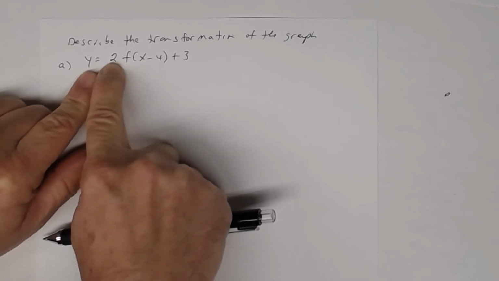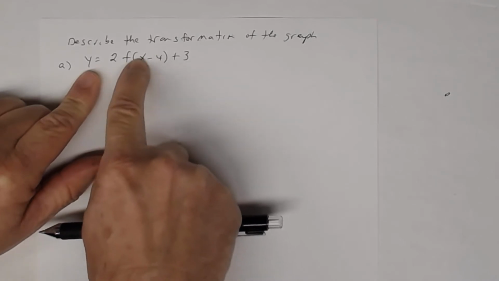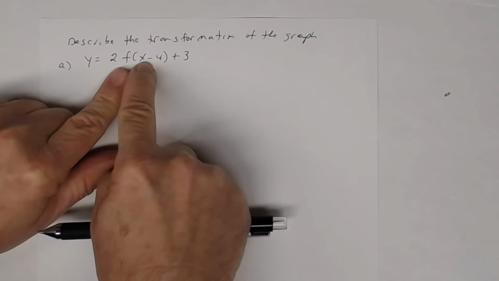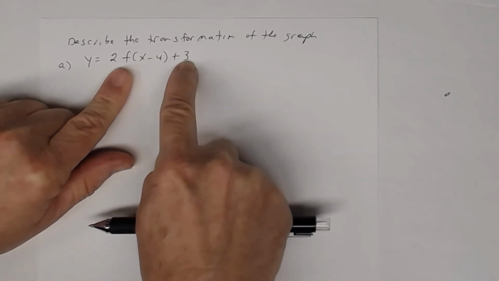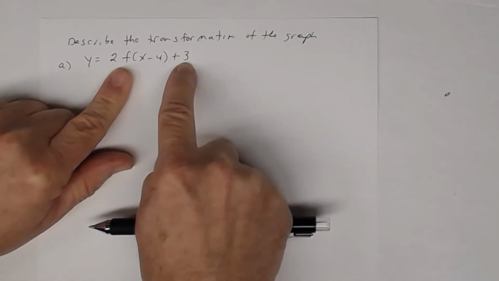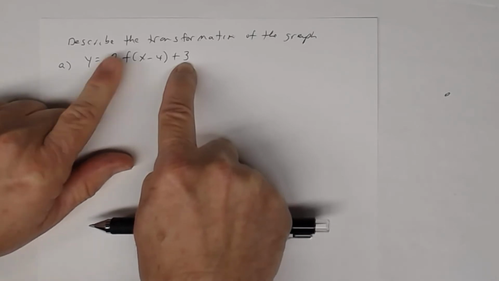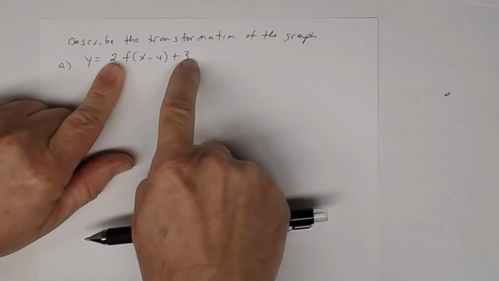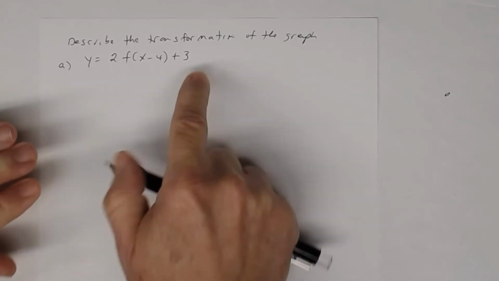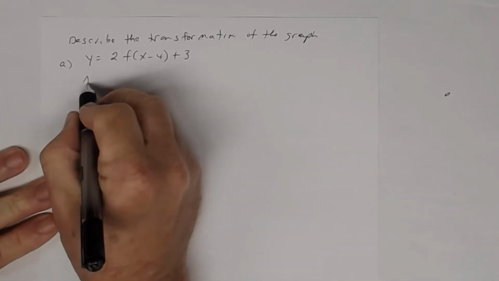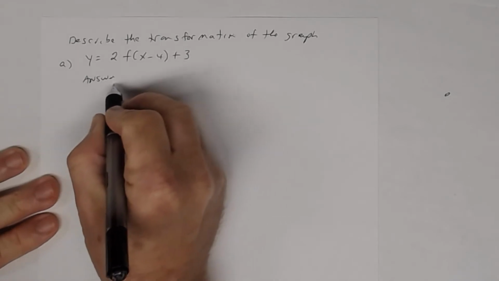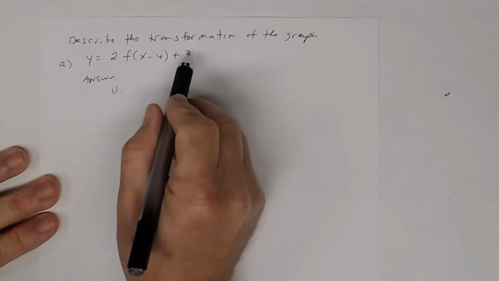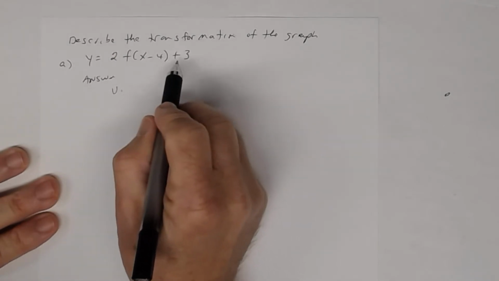So that's going to be a vertical stretch. You have a 4 that's inside this parenthesis, so you know that's going to be a horizontal translation. And then you have this 3 that's on the outside, so you know that's going to be a vertical translation. Okay, so stretch, horizontal translation or shift, and then vertical shift. Okay, all right. So let's go ahead and write down the answer. And remember, you always go from left to right, and always do vertical translations last.